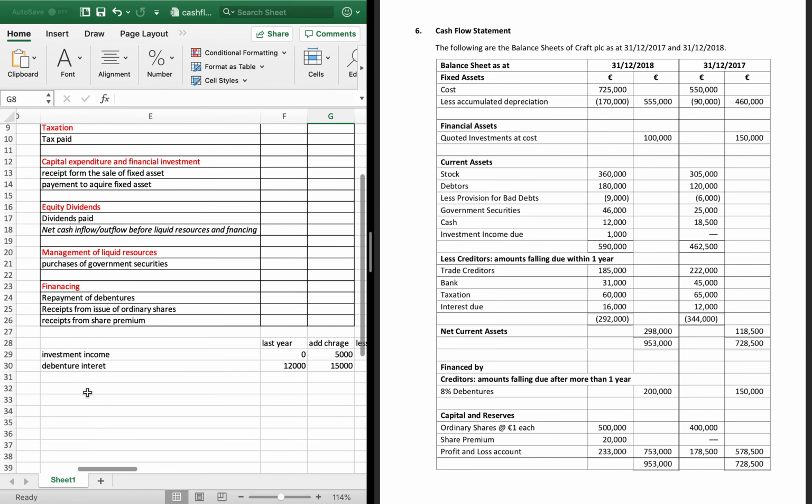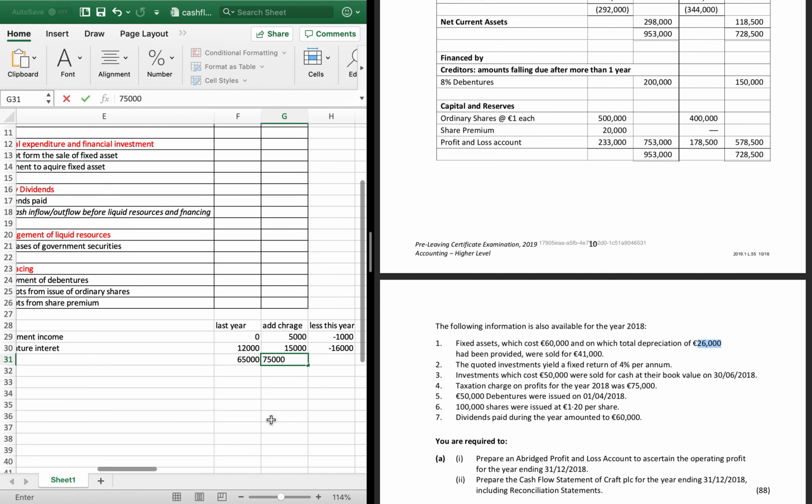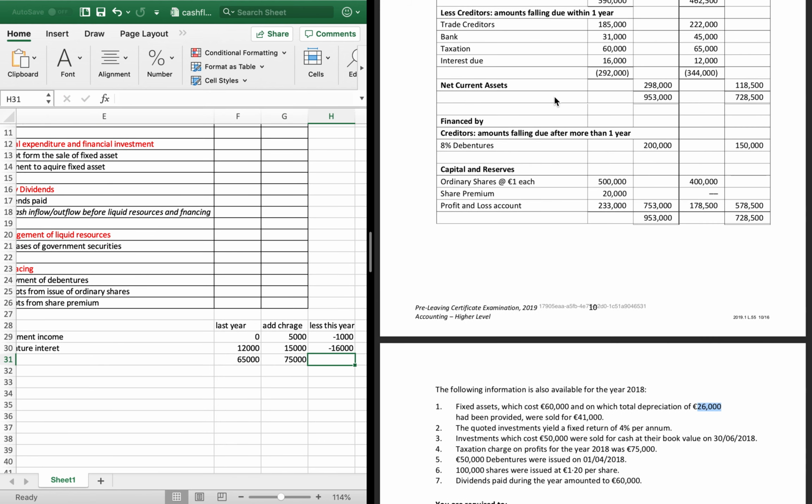Okay, you do the same for taxation. We go last year. So last year we owed 65,000. We had a further tax on profits. I'll just check it down here, it'll be easier. The tax on profits for the year is 75,000. So we owed 65. We owe a further 75. That brings us up to 140. But it tells us at the end of the year we only owe 60,000. That means we must have paid 80,000.